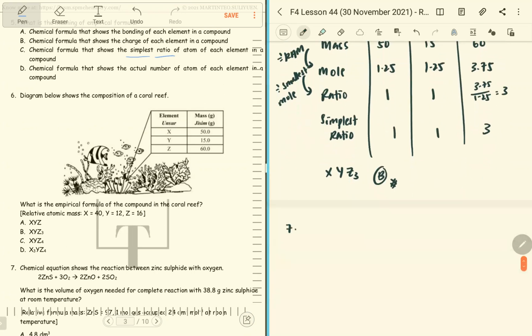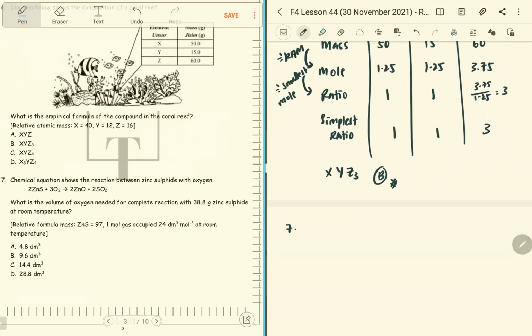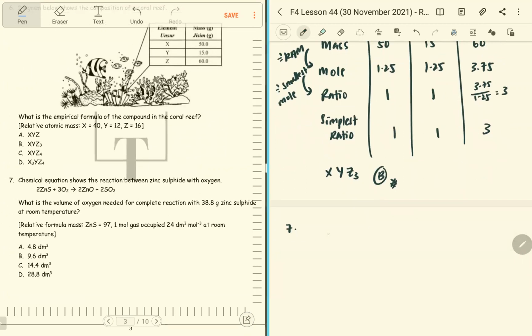Okay, number 7. Chemical equation that shows the reaction between zinc sulfide and oxygen. Let me just write down the equation: 2ZnS plus 3O2 gives 2ZnO plus 2SO2. So this is a calculation question. When you have a calculation question, always just start with what you have and what you want.